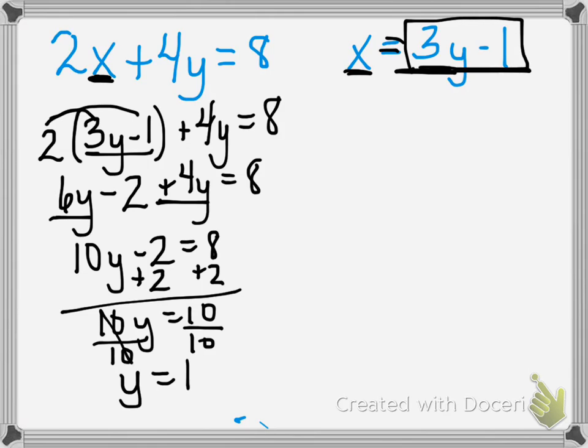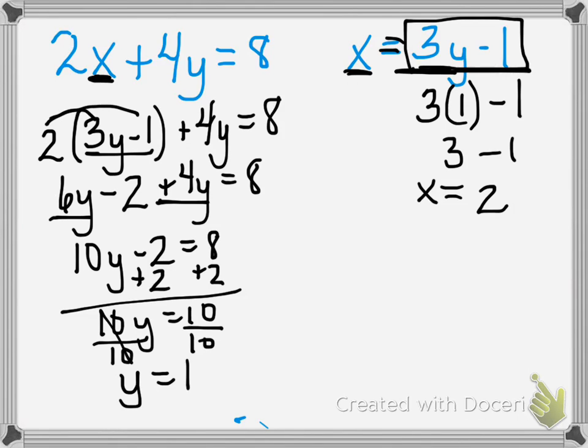So we can plug this y, this value of y that's equal to 1, back in up here in this equation. So 3 times 1 is 3. 3 take away 1, we know is 2. So when x equals 2, y equals 1. So my solution is (2, 1).